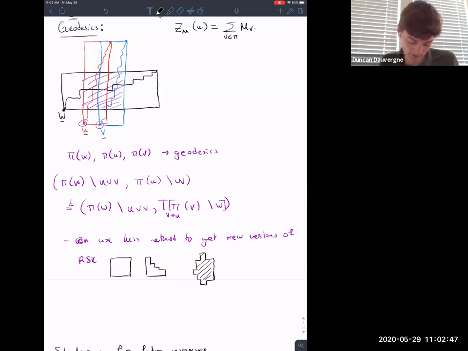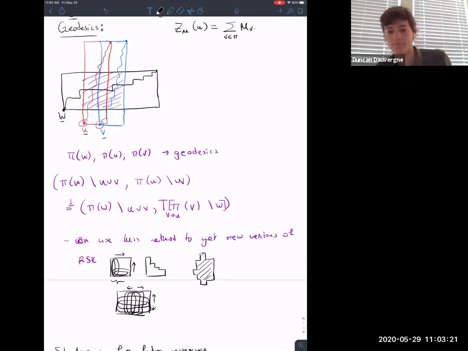And you can also get different versions of RSK for boxes, where instead of looking at the diagonal last passage values as you go across like this and up like this, you can start somewhere in the middle and extend left and right as you choose. And then you can also do the same on the other side. So you can start in the middle here and extend up and down as you choose.